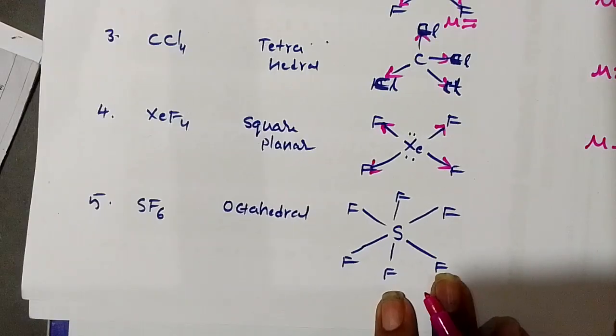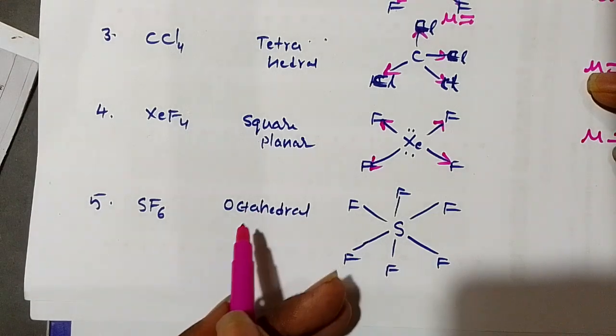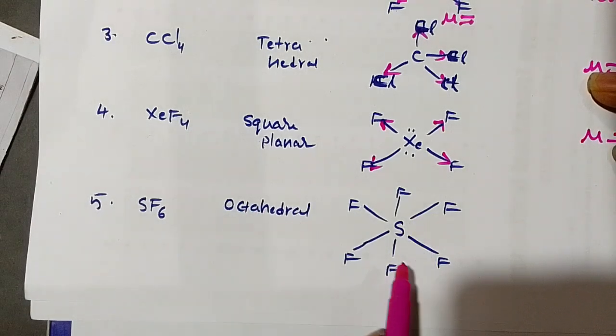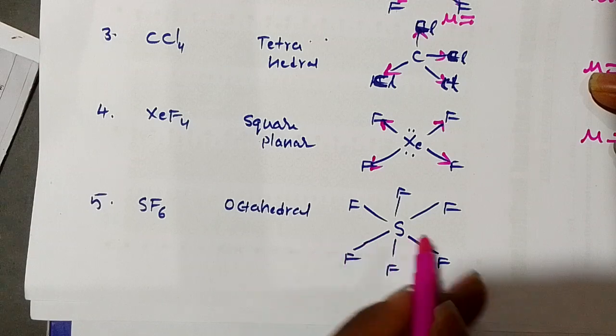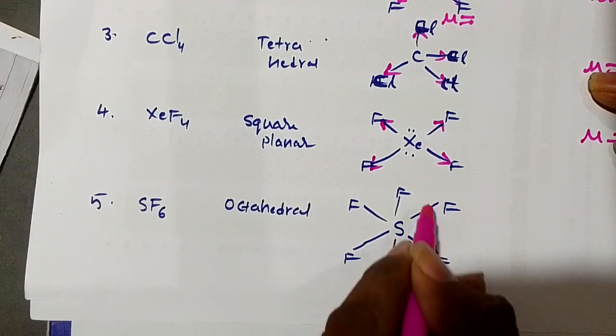Now octahedral SF6. The shape is octahedral. The structure is like this. And compared to sulfur, fluorine is more electronegative.